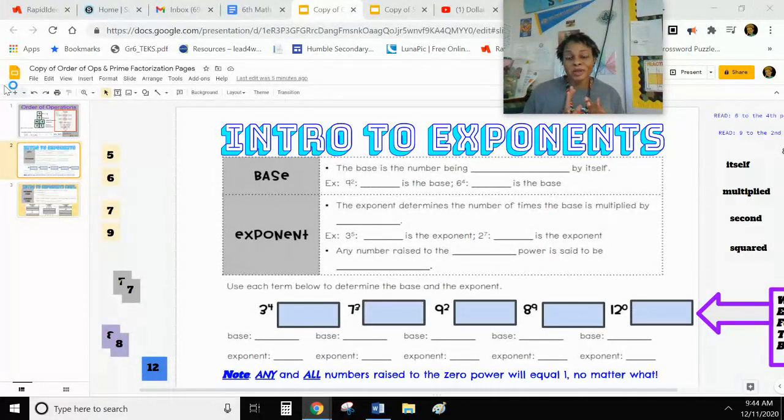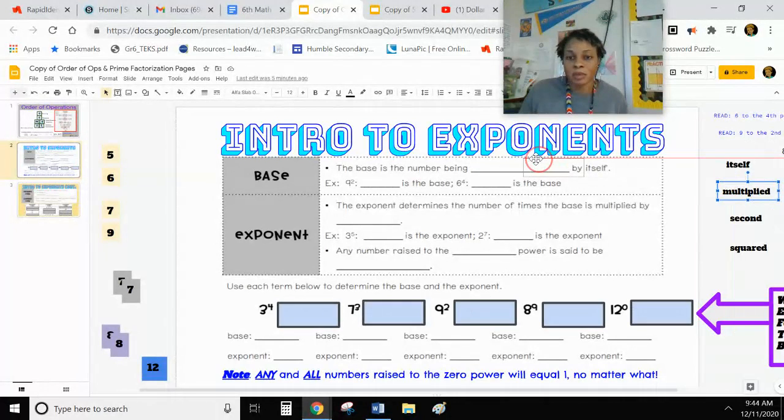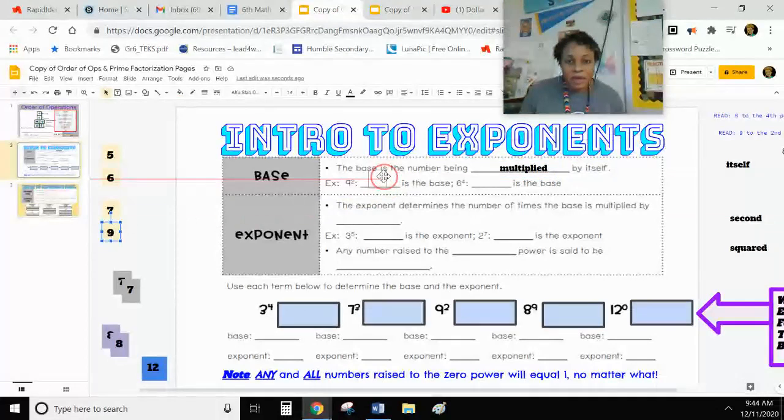So there are two parts to an exponent. The first part is the base. The base is the number being multiplied by itself. So for example, 9 raised to the second power, 9 is the base. 6 raised to the fourth power, 6 is the base.